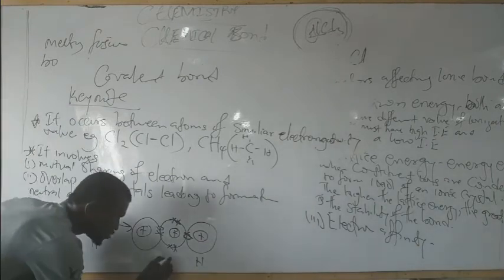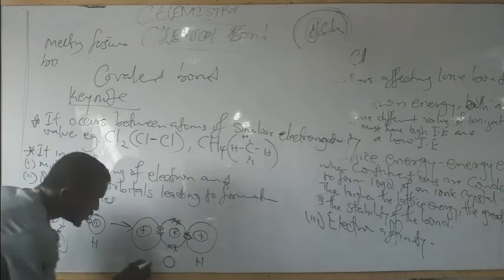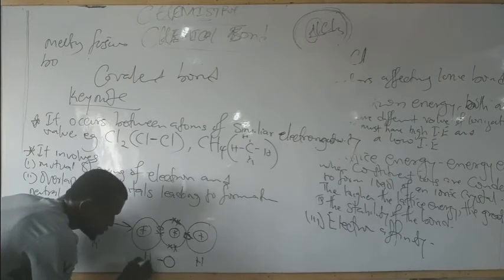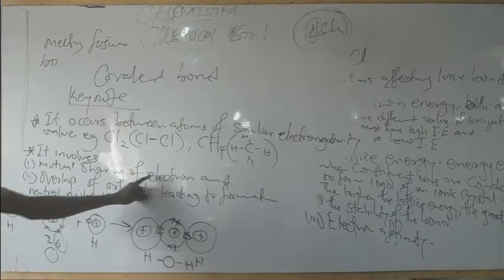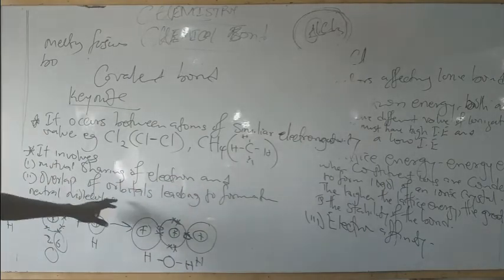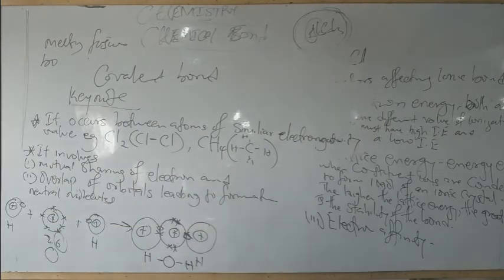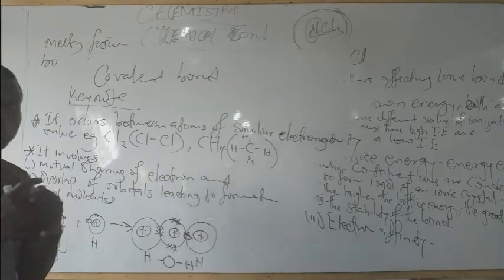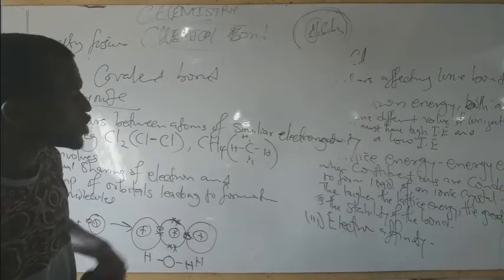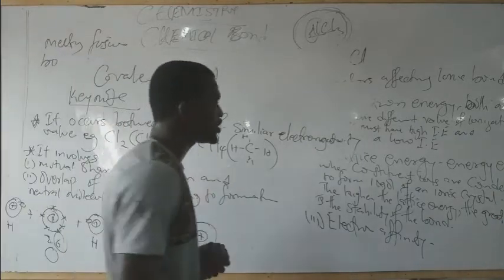If we want to represent this, we can write it like this: oxygen, then a single bond here, a single bond here. Which means it involves mutual sharing of electrons as well as overlap of orbitals, leading to formation of a neutral molecule. So this H2O is a neutral molecule. Why? Because the orbitals overlap and then subsequent sharing of electrons equally.